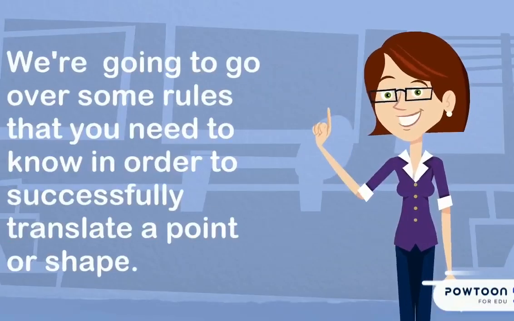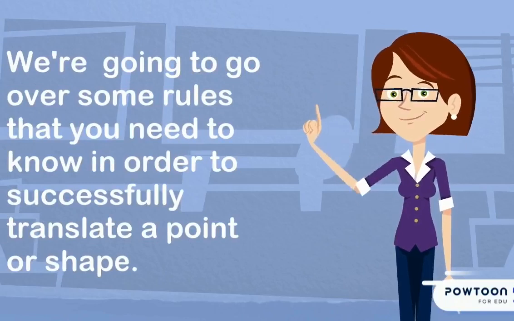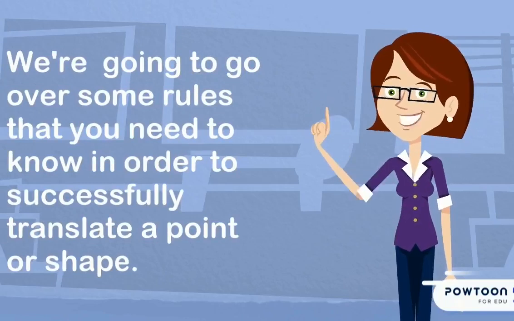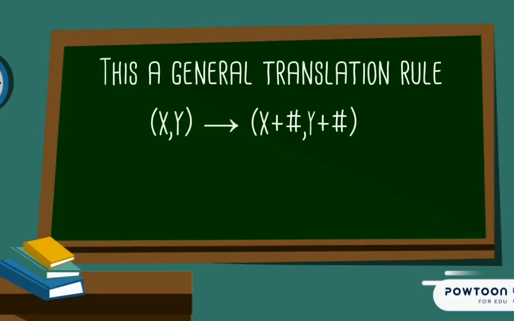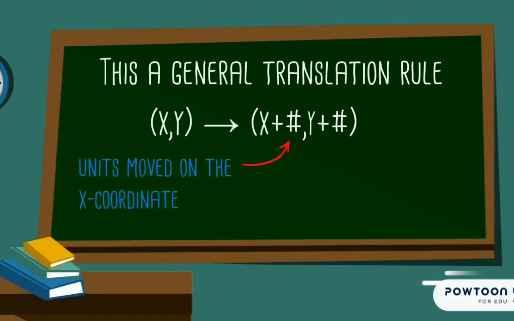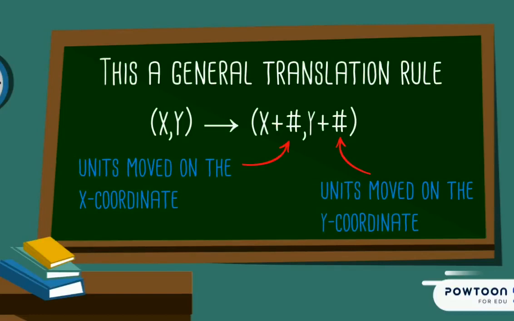We're going to go over some rules that you need to know in order to successfully translate a point or shape. This is a general translation rule. x, y turns into x plus number, y plus number. The first number is the units moved on the x coordinate, and the second number is the units moved on the y coordinate.